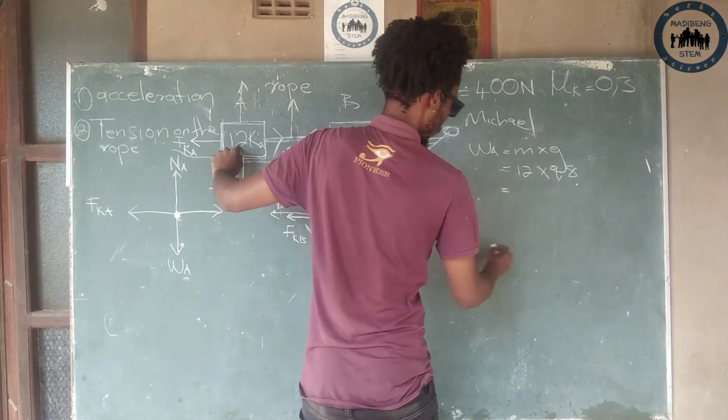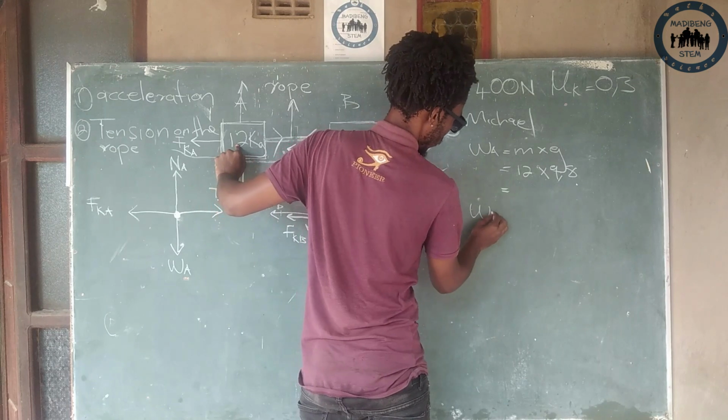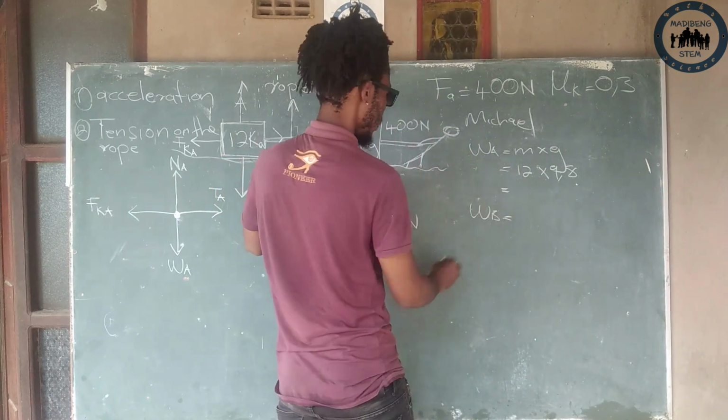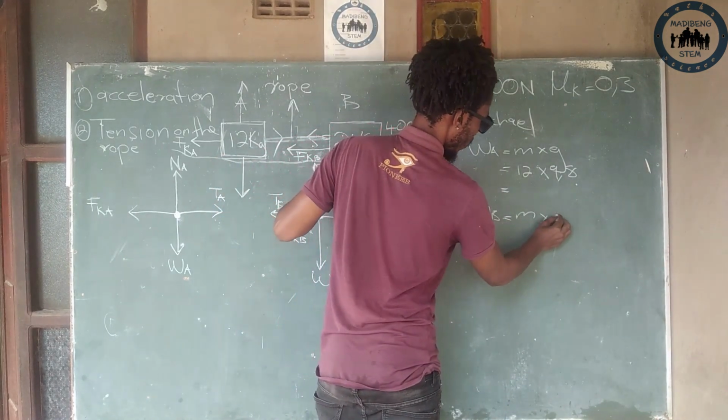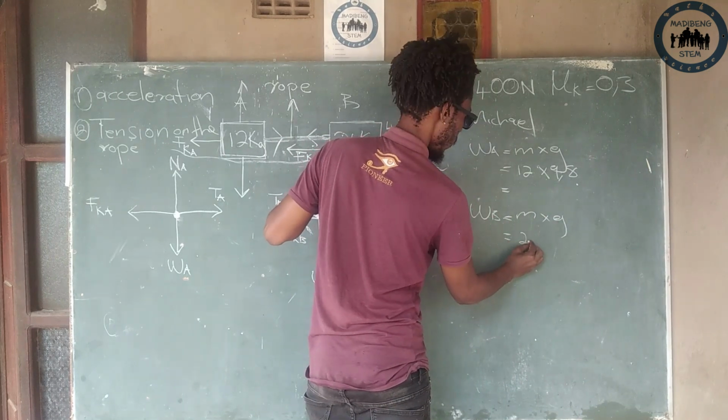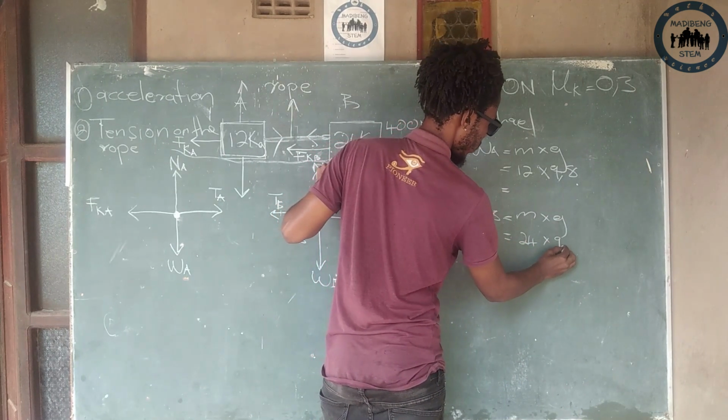So for object B, our mass is 24 kg times 9.8.